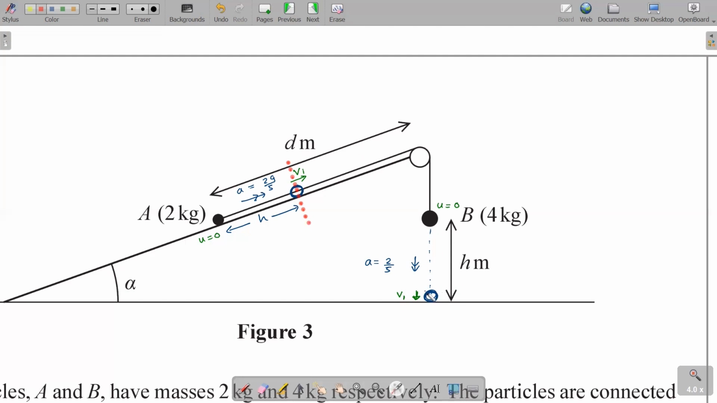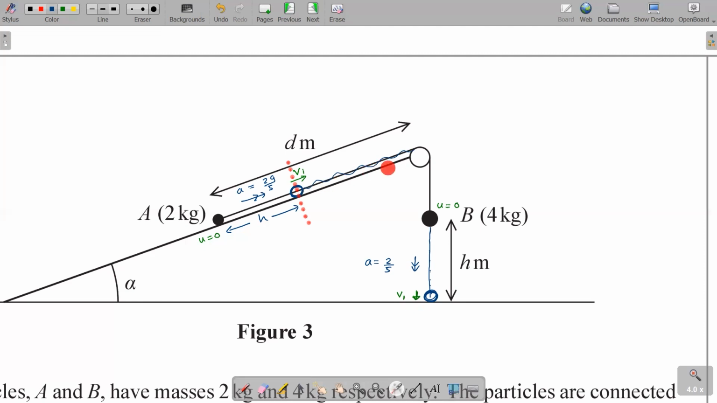The string is completely slack now. Are you with me? This comes in, and at this point, when A comes over here, the string becomes slack. And then what happens now to particle A? Will particle A also immediately come to rest at this same point? No, it has achieved a certain speed, the speed V1. So with this speed V1, it will continue to go forward until what?